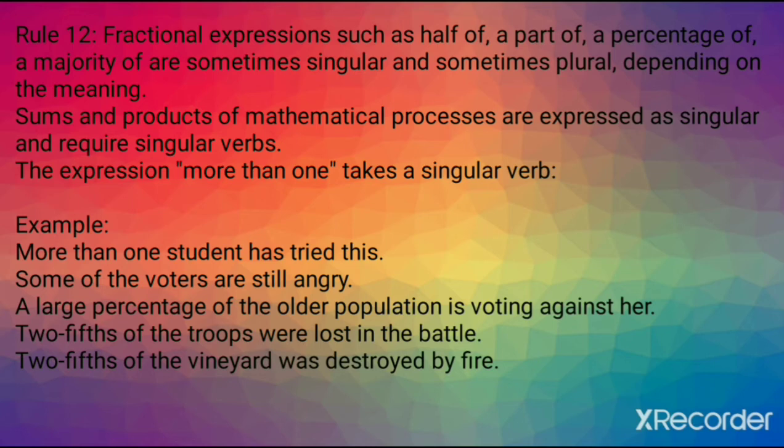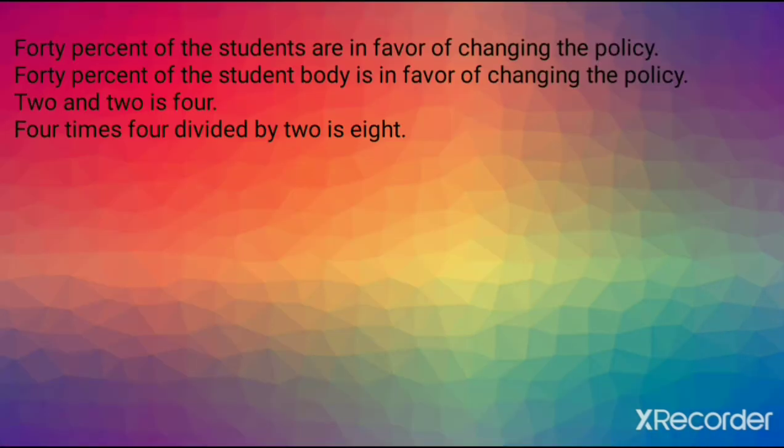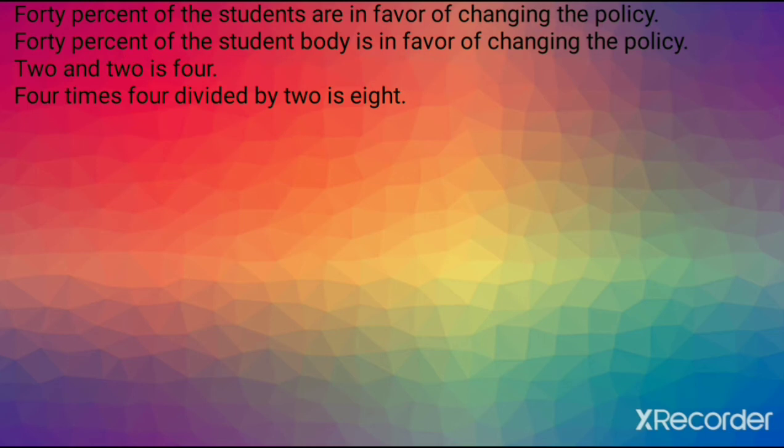40% of the students are in favor of changing the policy. 40% of the student body is in favor of changing the policy. 2 and 2 is 4. 4 times 4 divided by 2 is 8.